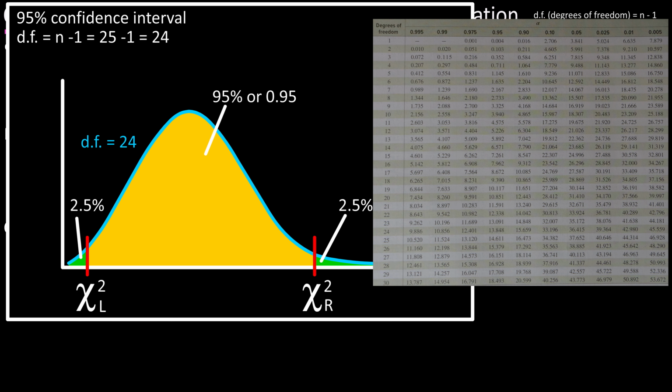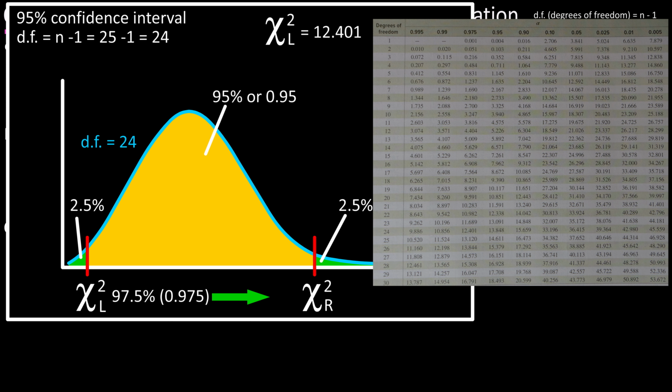For chi-square left, we need to know the total area to the right of that value. And in our graph, we have 2.5% to the left, so 100% minus 2.5% gives us a total area of 97.5%, or 0.975, to the right of the value. So in the table, we want to find the 97.5%, or 0.975 column here near the top. And under the degrees of freedom column, we go down to the 24 row. And the value listed where these intersect is 12.401, and that's our value for chi-square left.